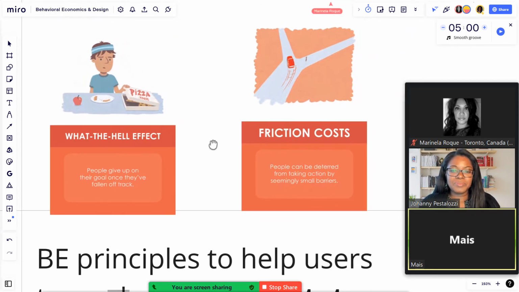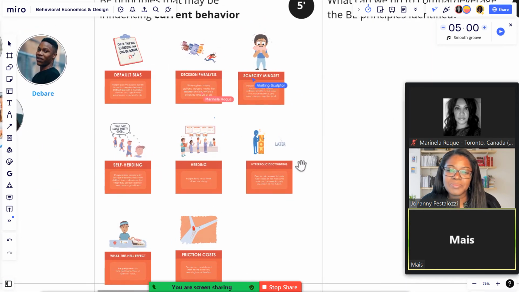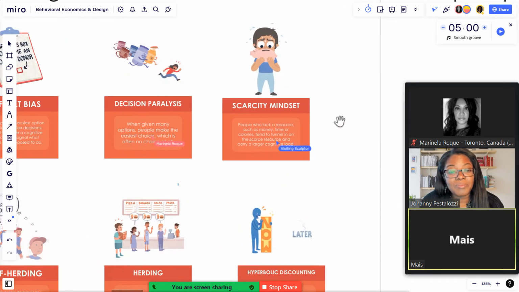I think those are the ones I chose. I also chose the scarcity mindset. People are scared, again, it's the same thing. It's when you don't have enough resources, the money or time, so it's not something that you would make a priority. So that's the fun part of it. Cool. Very interesting.